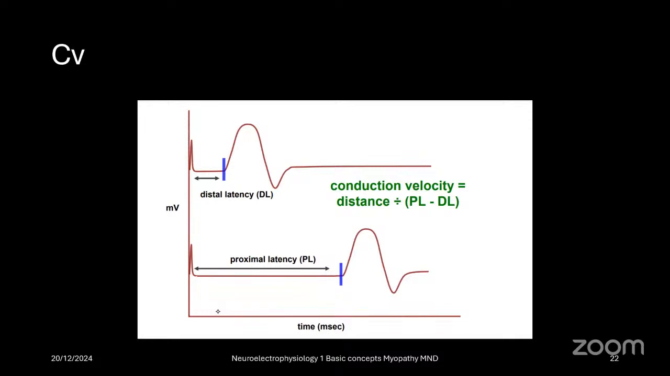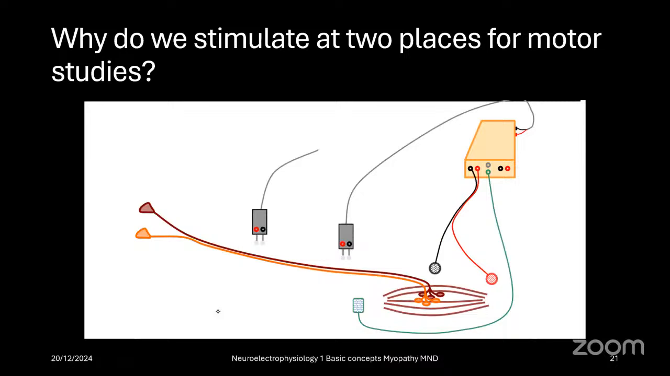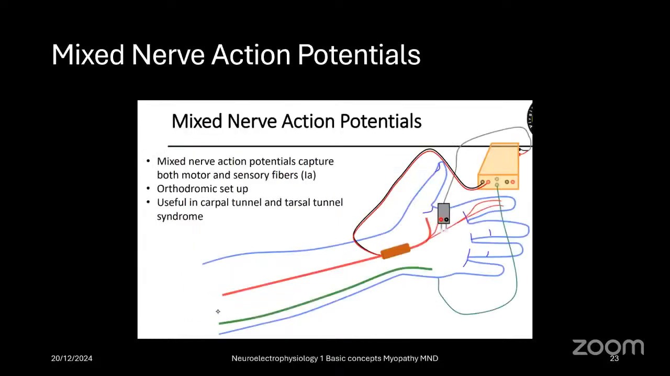And the distance has to be, as shown to you earlier, between one proximal anode to distal anode or proximal cathode to distal cathode. So this is why we do it, to see that distance; that is motor nerve conduction velocity. So mixed nerve action potential, where do we test? This is usually in carpal tunnel syndrome. You can see mixed nerve action potential captures both motor and sensory fibers. It's usually used in an orthodromic setup. You can record the action potentials, and that's a different study that we'll do later, and it can be done in tarsal tunnel syndrome in the foot also.